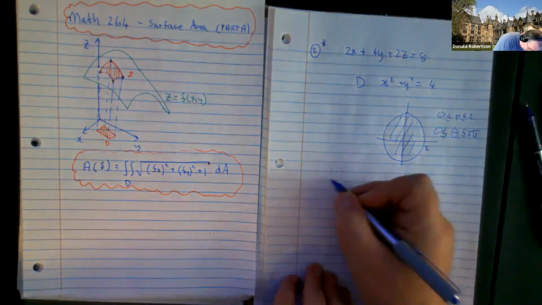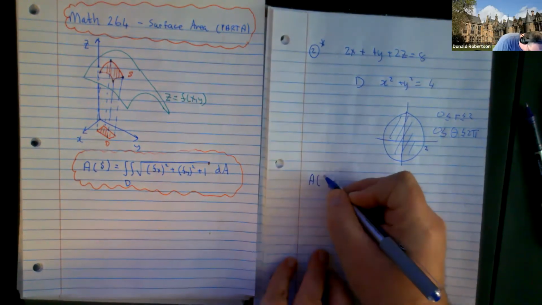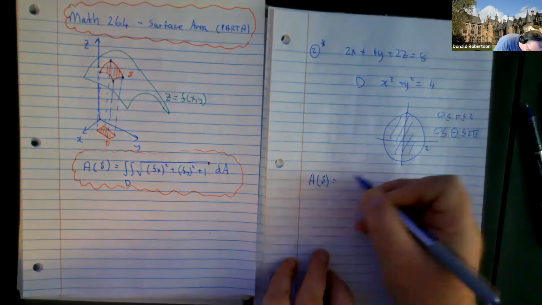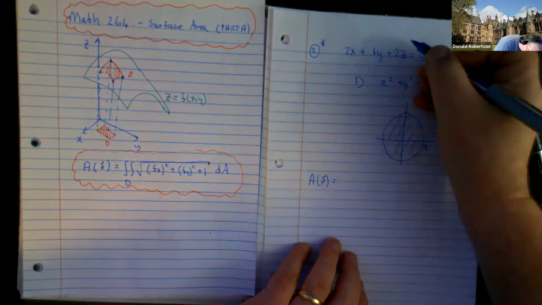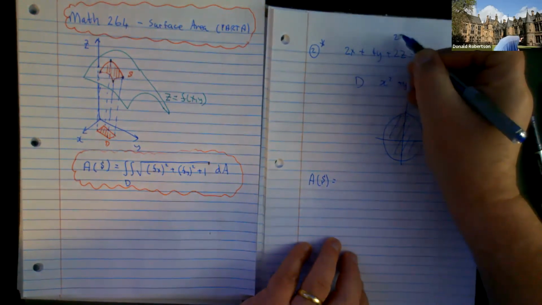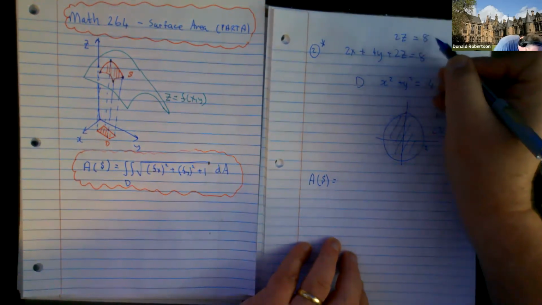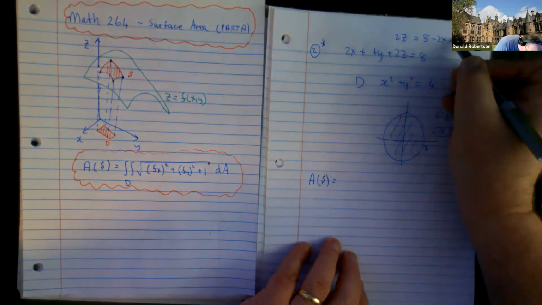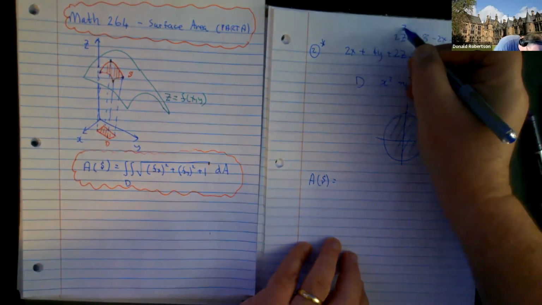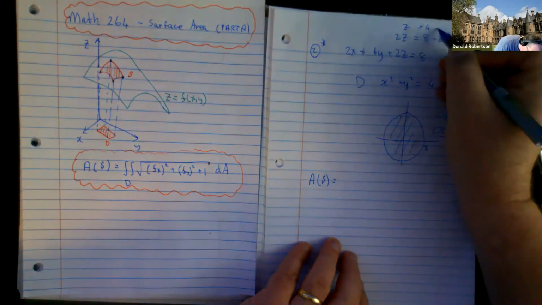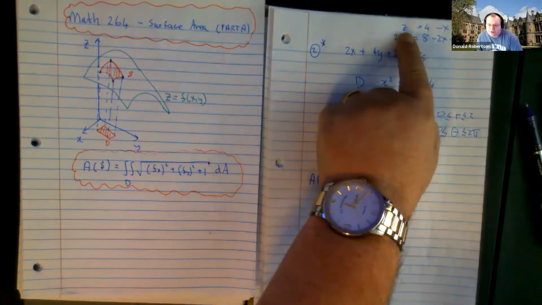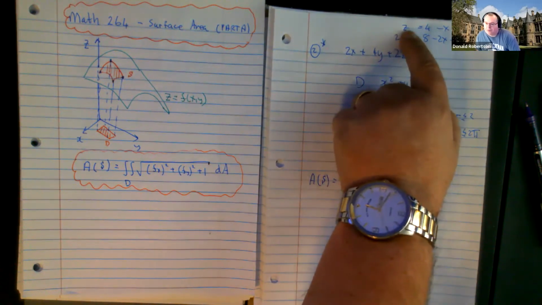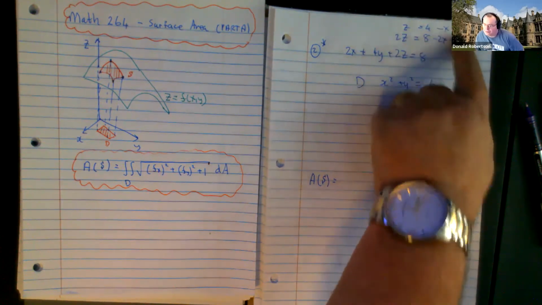Okay. So the surface area, you have to rearrange this formula to become z equals. So what am I going to do? I'm going to say 2z is 8, take away 2x, take away 4y. So 1z is 4, take away an x, take away 2y. Are you all comfortable about rearranging this one to be more in the format z equals?